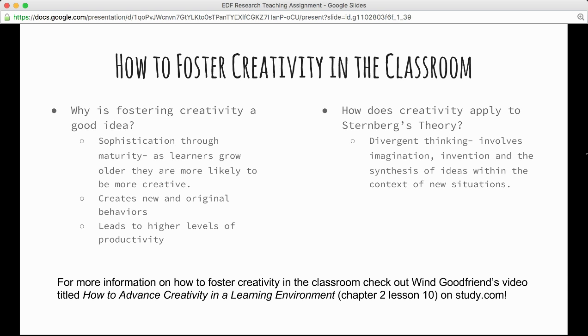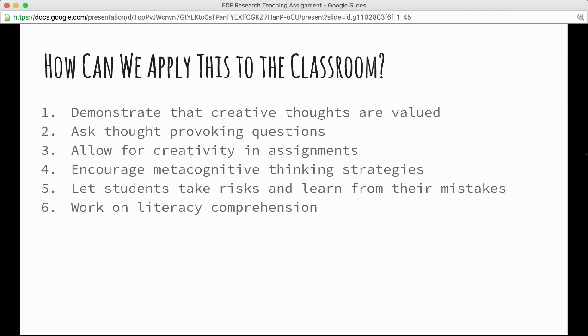Now, how does this apply to Sternberg's theory? It all goes back to divergent thinking, which is taking one idea and turning it into multiple different directions. According to Oregon Kruckner, using techniques to increase literacy comprehension is also a great way to foster creativity. Creating how-to books is a great example of how to accomplish this. For more information on how to foster creativity in the classroom, check out Wynne Goodfried's video titled How to Advance Creativity in a Learning Environment on study.com.